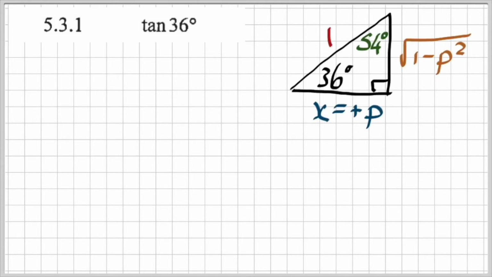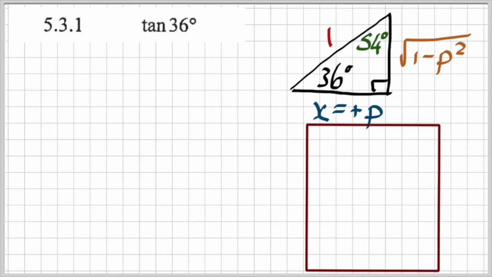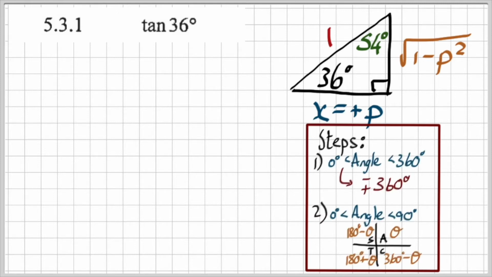Tan of 36. If I look at tan of 36, I've got my triangle, my information there. And this is awesome because the 36 is already there. But I'm just going to write out the same block that I had in the previous video with the steps, because those steps are still there.